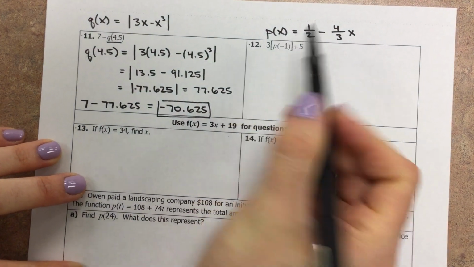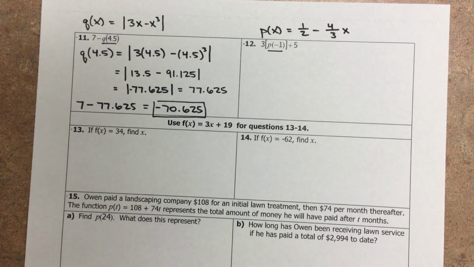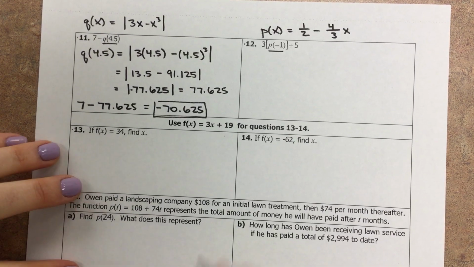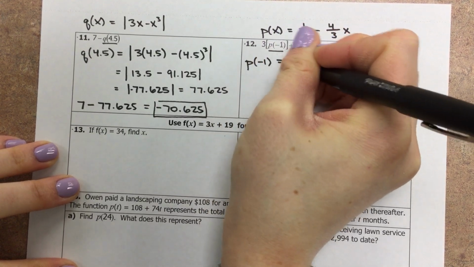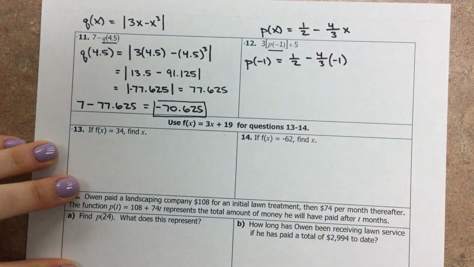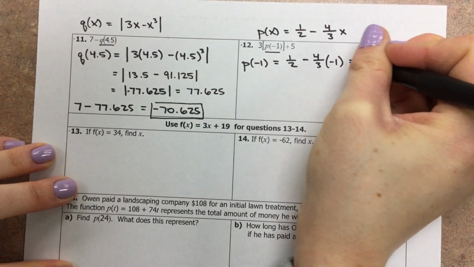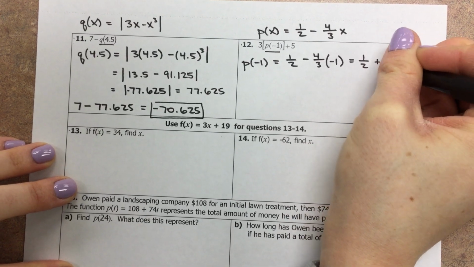So focus on what's inside the brackets first. We want to find p of -1. Once we know what that is, we can plug it back into that expression. So p of -1, we've got 1/2 minus 4/3 times -1. So 1/2, and then this is just a negative times a negative, so it's plus 4/3.